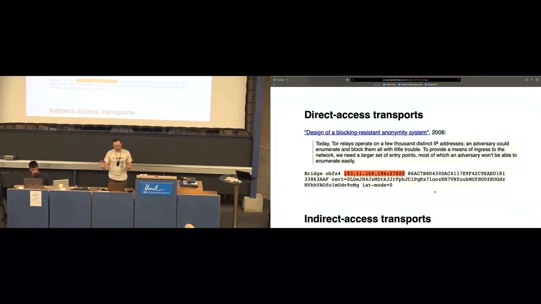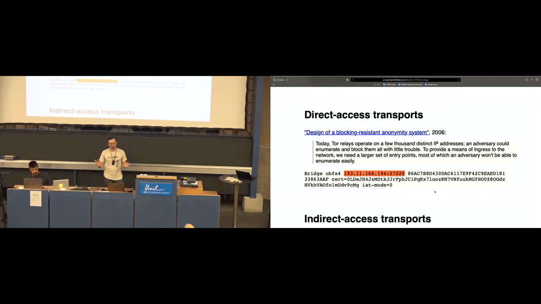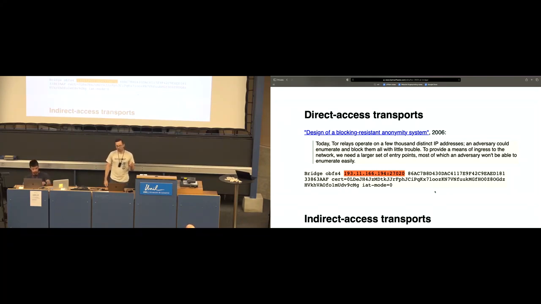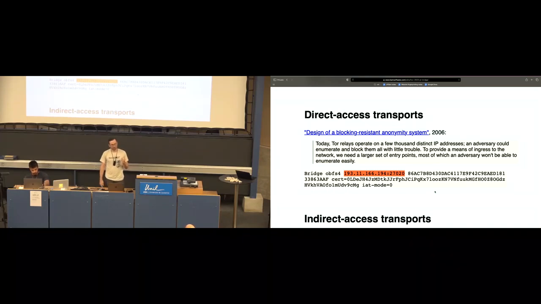And let me read you this quote. Today, Tor relays operate on a few thousand distinct IP addresses. An adversary could enumerate and block them all with little trouble because they're all in a document called the consensus. You just download it and block the IP addresses. To provide a means of ingress to the network, we need a larger set of entry points, larger than a few thousand, most of which an adversary won't be able to enumerate easily.